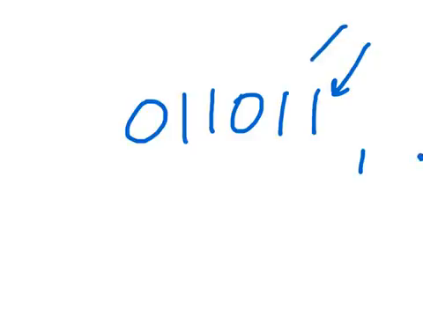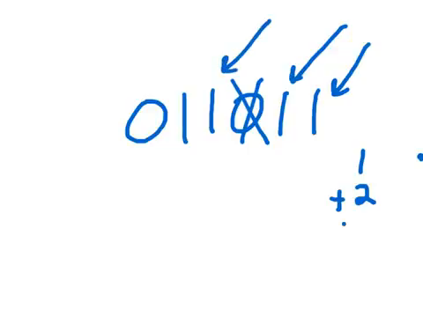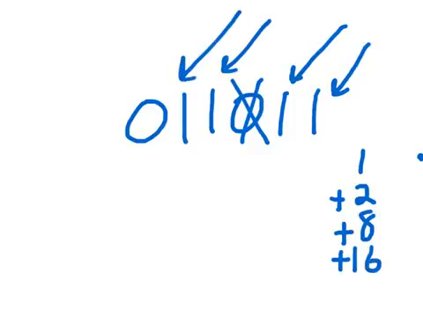We have the 2's place. We don't have anything in the 4's place, so we can ignore that. And then we have the 8's place. And then we have the 16's place. And then all you have to do is add this together, and you'll have your answer.